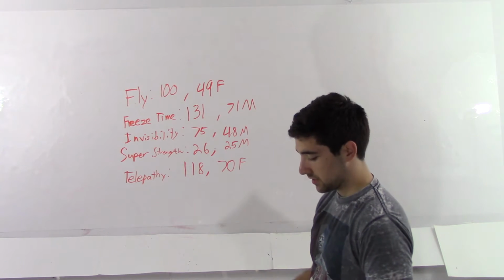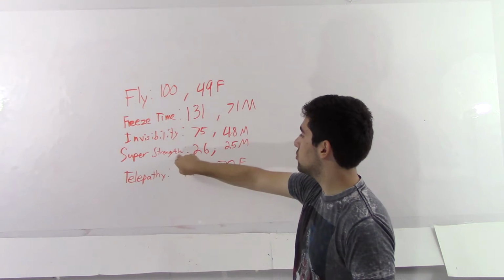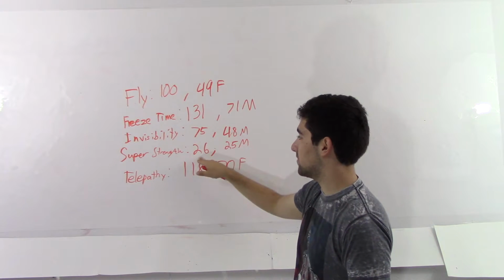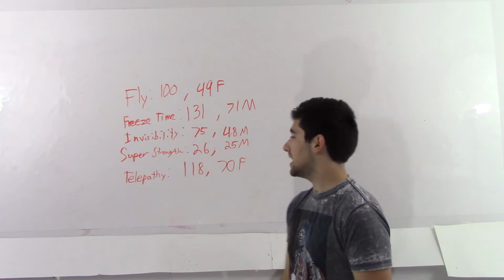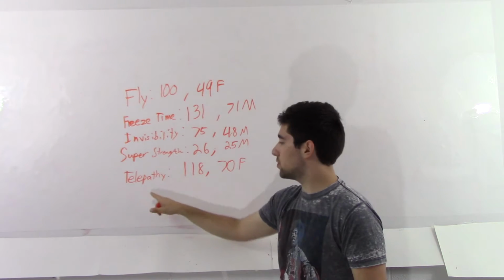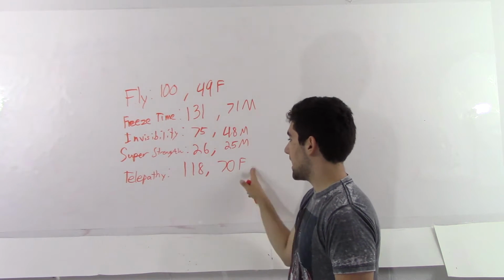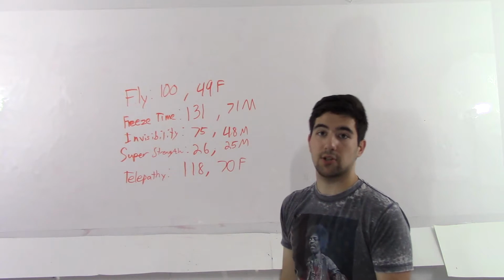Now, one other thing we can tell, the least popular would be super strength, and definitely the least popular for female, because there are 25 males out of 26, which means one female. In the same way, there are 70 females who would choose telepathy. Out of 118, we know that there's going to be 48 males who like telepathy, which is much less.